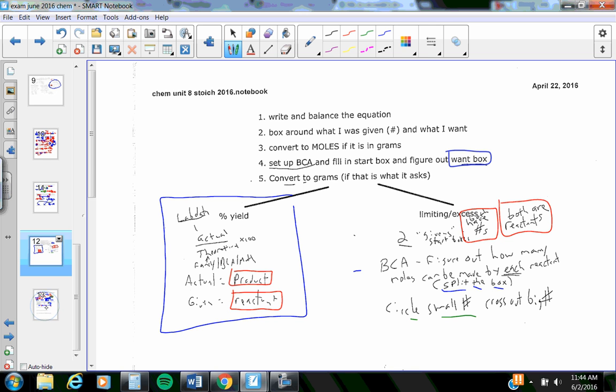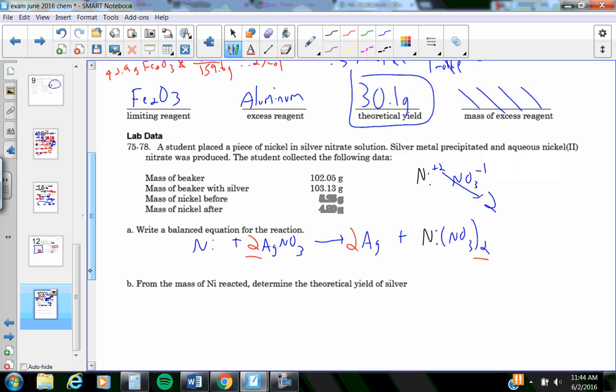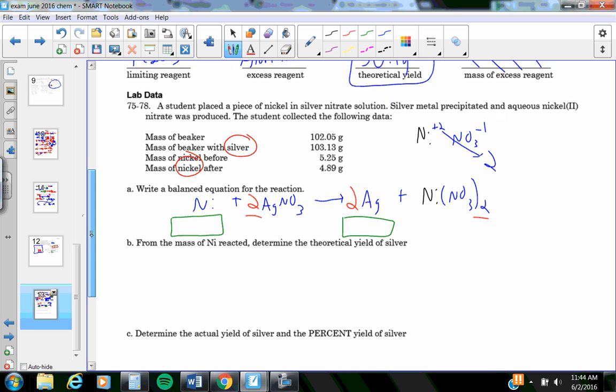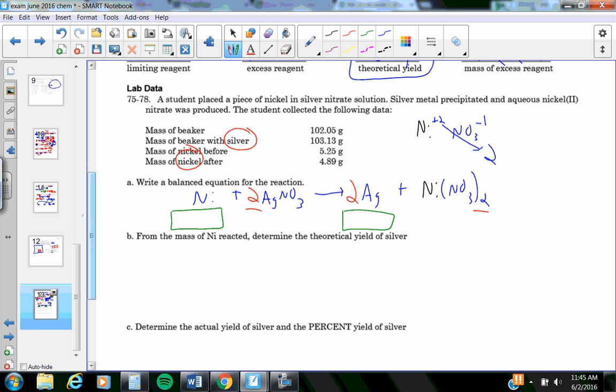When I look at all this data, though there's 1, 2, 3, 4 substances that we could pay attention to, the only thing that seems to be important up here is silver and nickel. So silver is over here, that's a product, and nickel is over here, that's a reactant. So the only thing that's important is silver and nickel. All the other stuff needed to be there to balance the reaction, but we don't really have to pay too much attention to it. Okay, next step.